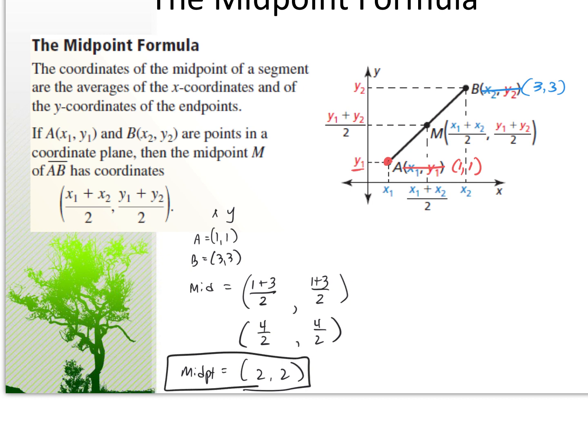So the midpoint formula is easy. You're finding coordinates for the midpoint. The x-coordinate is the average of the x's of the endpoints, and the y value of the midpoint is the average of the y's of the endpoints. Again, we'll do examples and it'll make a lot of sense.